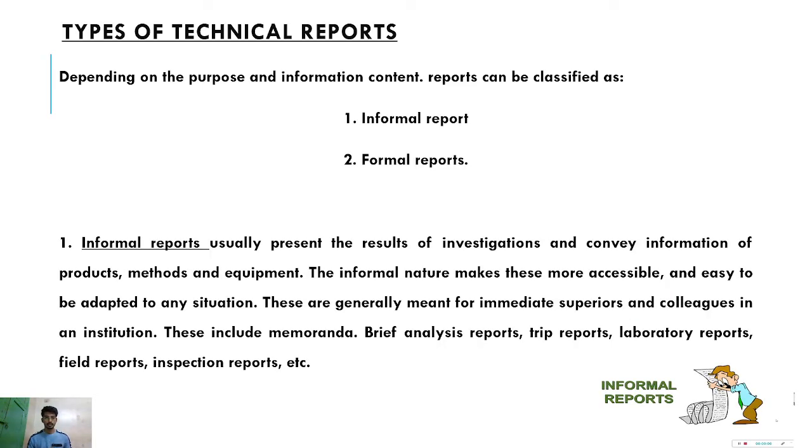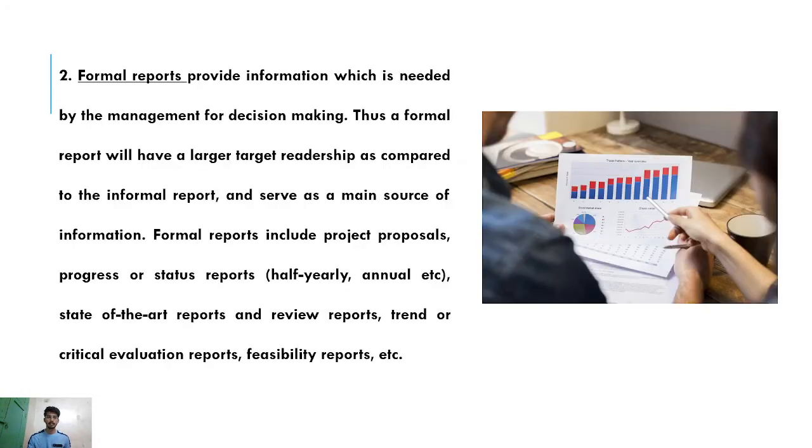Types of technical reports. There are two types: informal and formal reports. Informal reports are results of investigation and they convey information on products, methods, and equipment. Informal reports are more accessible to the readers, but they are not accepted by many journal papers. So if you are working for the understanding of the reader, you can write in an informal manner. Formal reports are written to publish in journal papers.